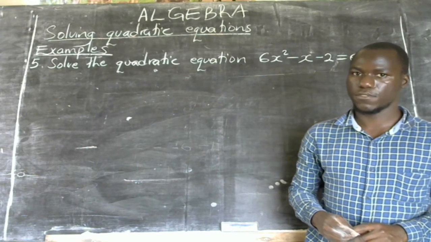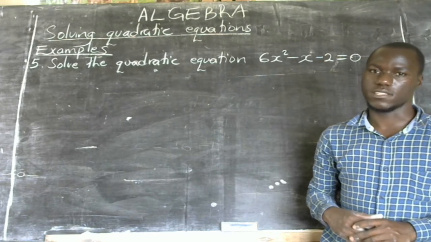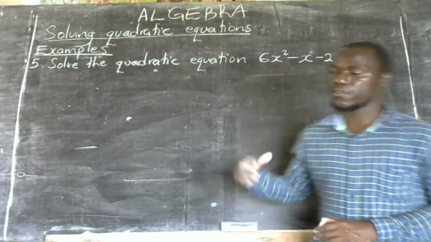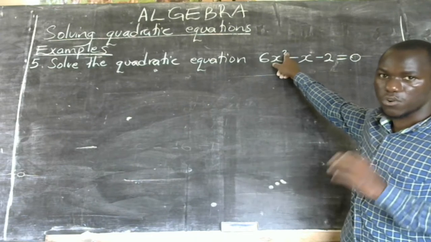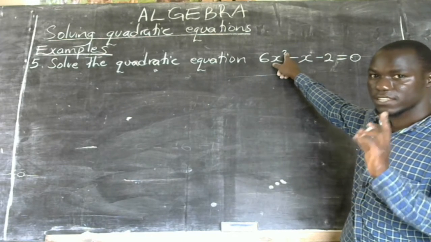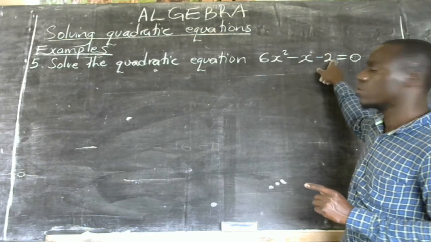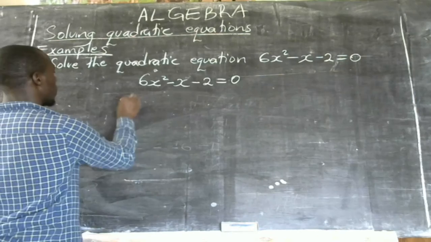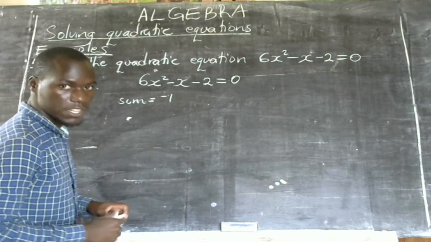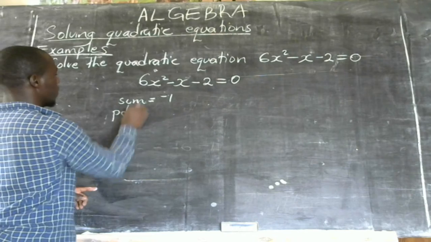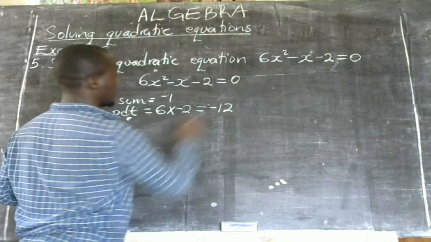Example 5. Solve the quadratic equation 6x² − x − 2 = 0. Now, this equation has a constant on the x². So when factorizing, that is identifying the sum and the product, for the product we take this and multiply it by that whole one. The sum is equal to −1 because that's the coefficient of the linear term. The product is 6 times −2, which gives −12.